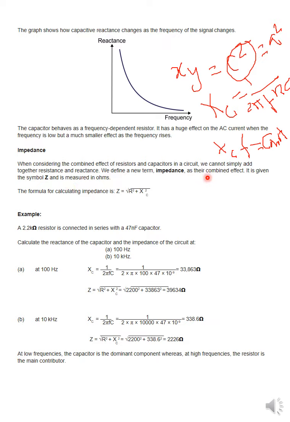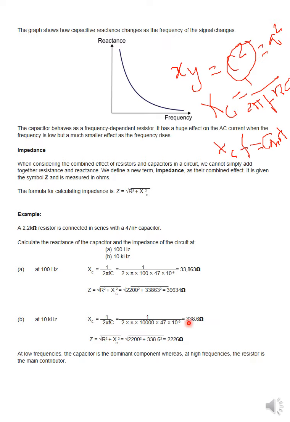When considering the combined effect of resistance and capacitance in the circuit, we cannot simply add together resistance and reactance. We define a new term, impedance, and you know how to calculate impedance. It's the square root of the square of the real part plus the square of the imaginary part. So if you have a 2.2 kilo ohm resistor and a 47 nanofarad capacitor, and you need to find the reactance of the capacitor and the impedance of the circuit at two different frequencies, this is the method. This has been covered by us in resonance again.